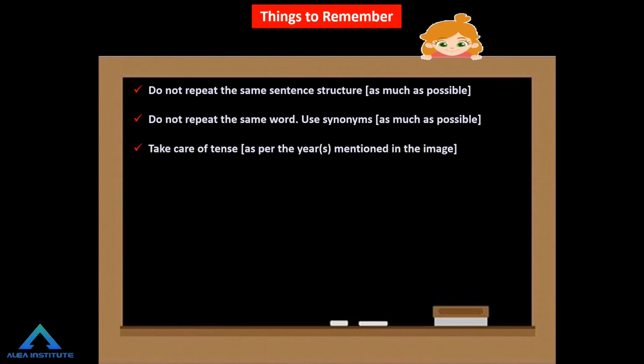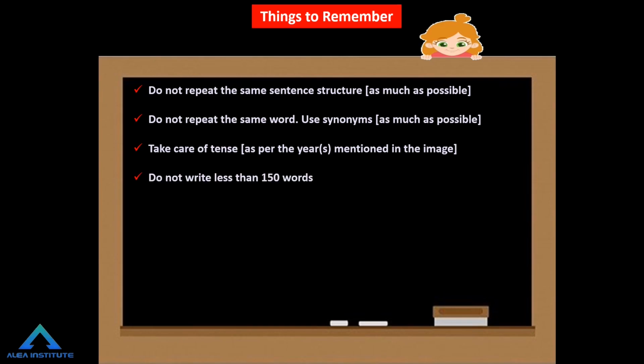We will take care of tense. If you are talking about past years, we should use past tense. If we are talking about future years, we will use future tense. And if no year is mentioned, we can take it in present tense. But we need to take care of the tenses according to the given year mentioned in the picture.